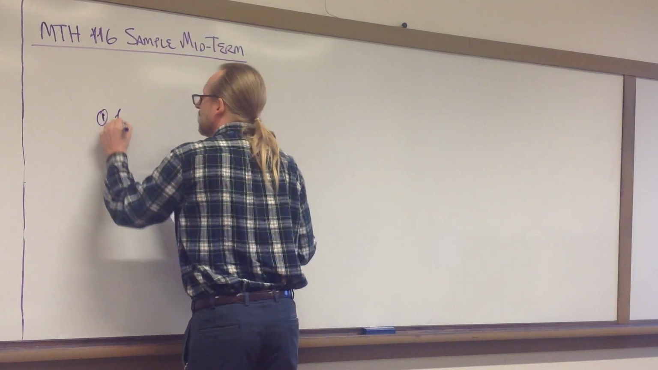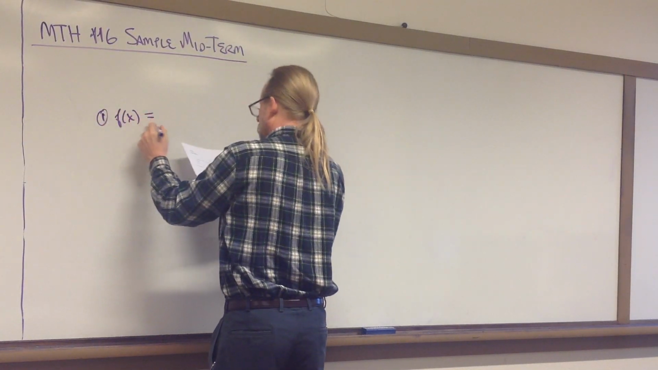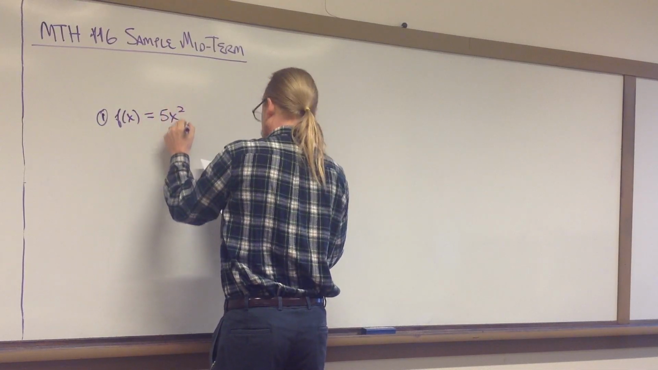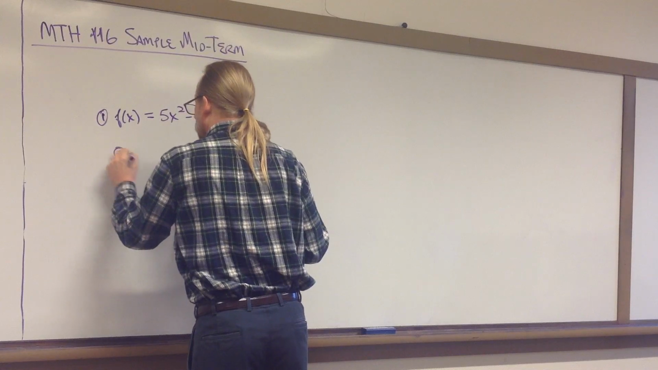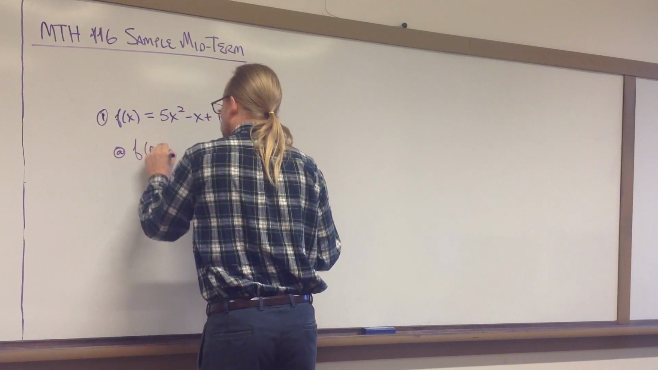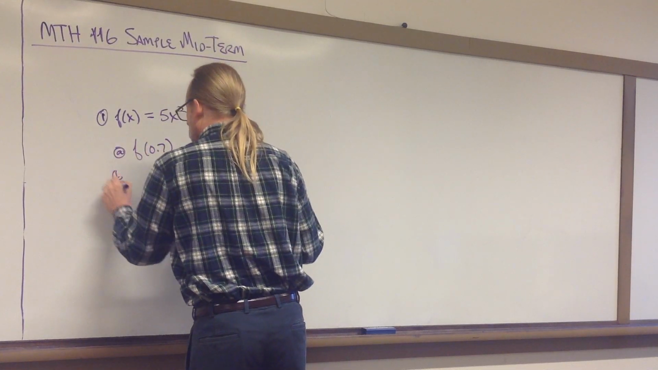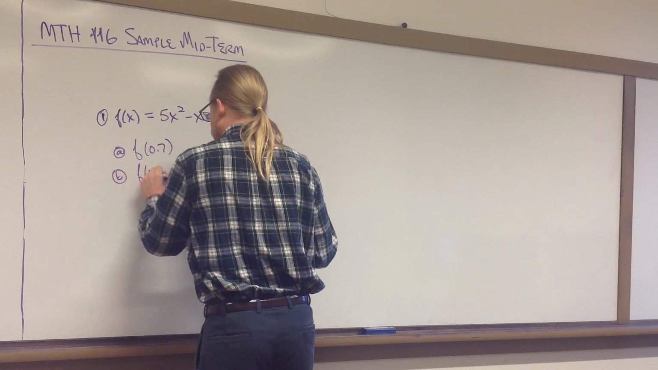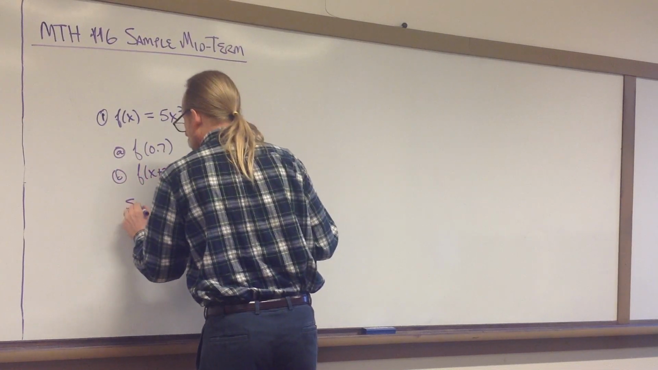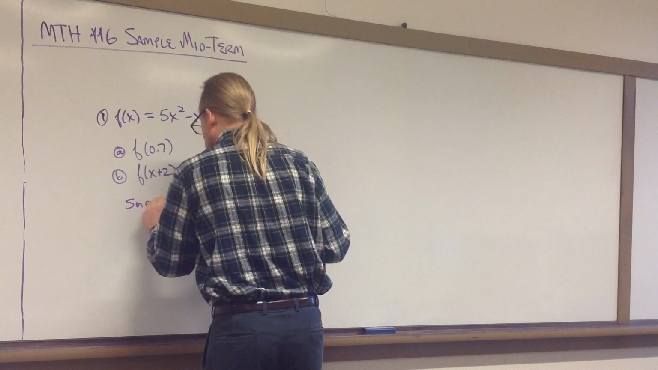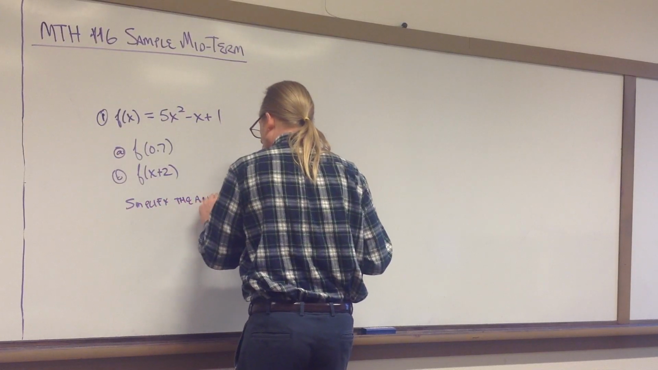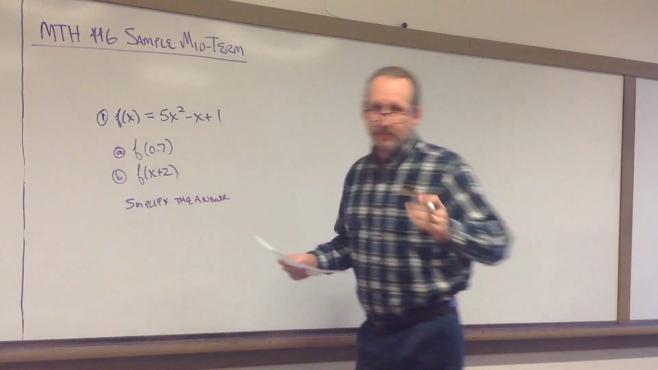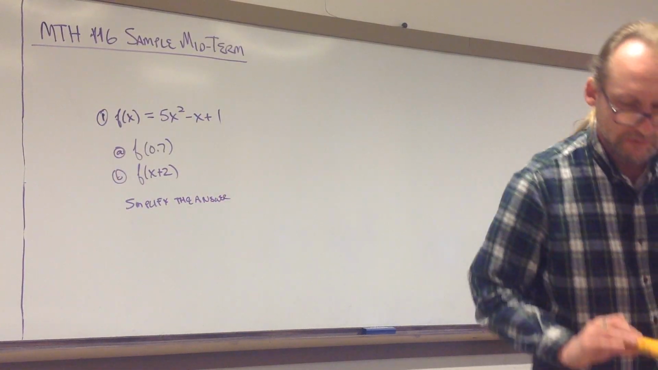So we've got f of x is 5x squared minus x plus 1. And we want to find f of 0.7. And then we want to find f of x plus 2. And we want to simplify the answer in that second one. The first one is just going to be a numerical answer.